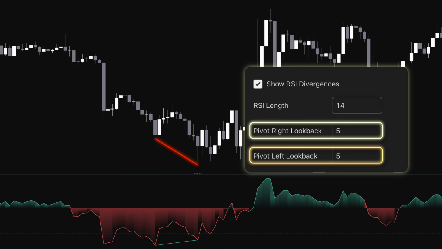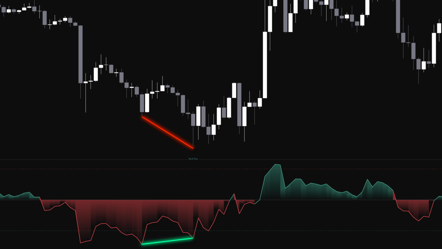to find points where price makes a lower low, but RSI makes a higher low for bullish divergence, and the inverse for bearish. When confirmed, lines are drawn on both the price chart and the RSI pane connecting the relevant pivot points, with labels marking each signal.